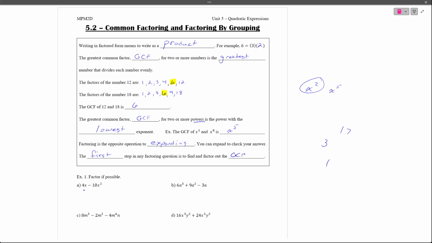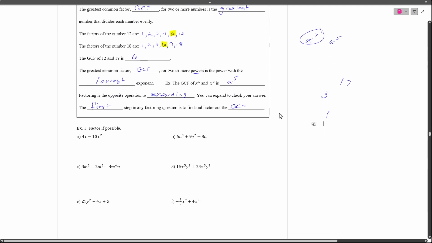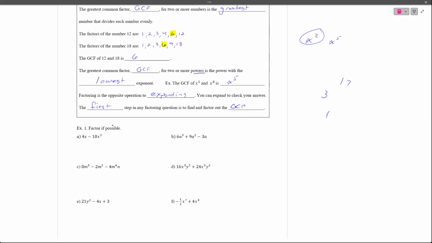Okay, so let's look at our number over here. Let's scroll down a little bit so we can see all of our problems here. So we have 4x minus 10x squared. What is the greatest common factor? What is the greatest number that divides both coefficients? 2. Okay, so I'm going to be dividing out a 2. What else? What about my exponent? What is the smallest exponent? Just x. So I'm going to factor out 2x. And what does that actually mean? It means that I'm going to divide 2x from each of the terms inside.